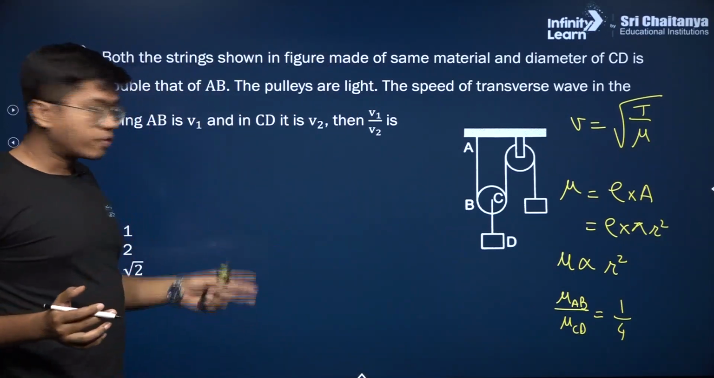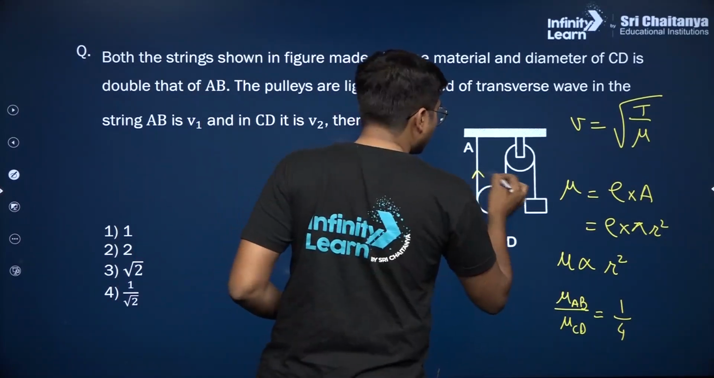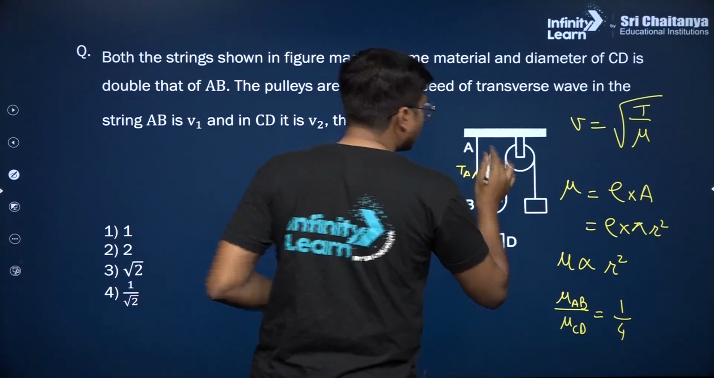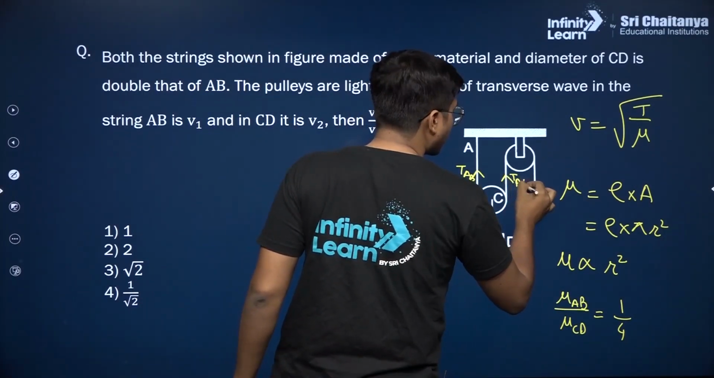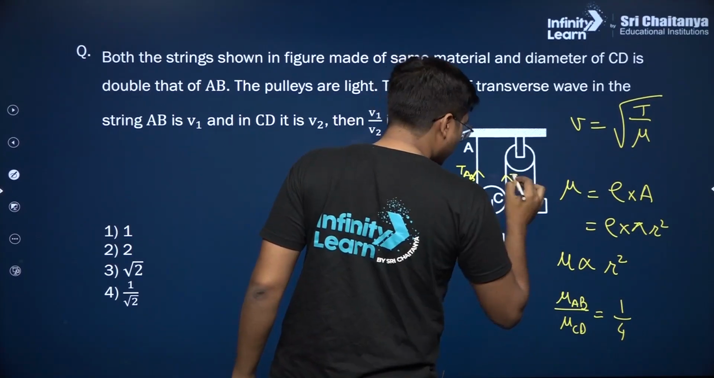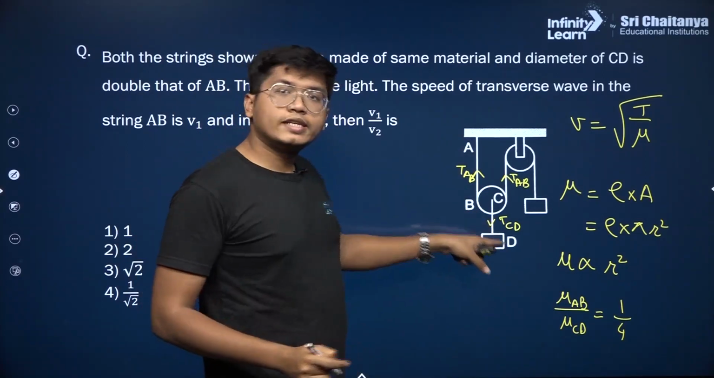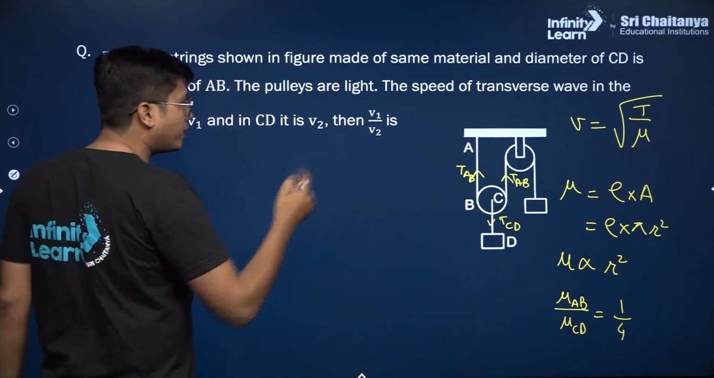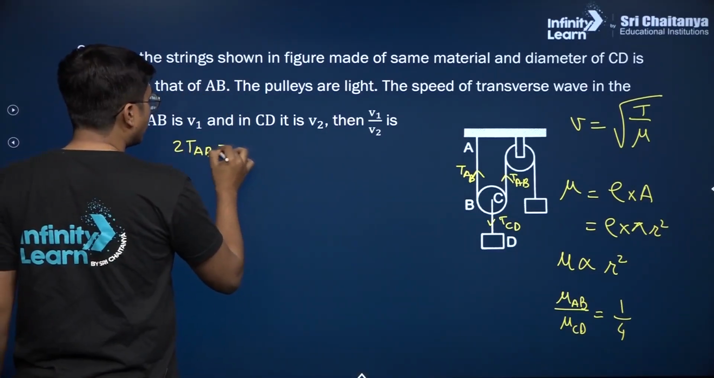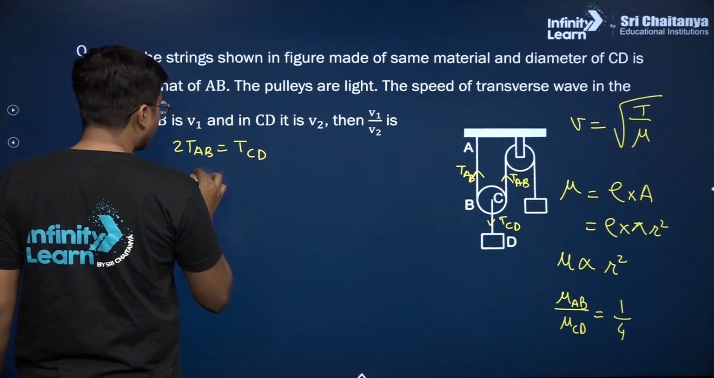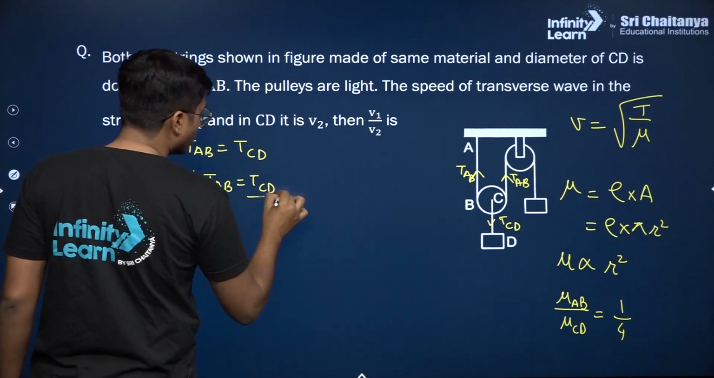Now what about the tensions? We have got the ratio of the mass per unit length. What about the tensions? Over here you see, since it's in balance, this is TAB, and this over here downwards would be TCD. So 2TAB is equal to TCD. So that is our relation between TAB and TCD, that 2TAB is equal to TCD. Therefore, TAB is equal to TCD by 2.